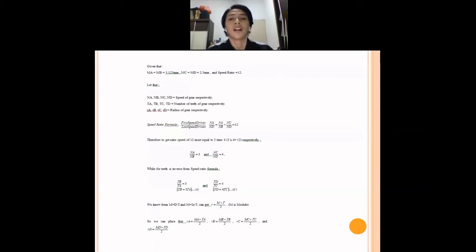Okay, we let the speeds NA, NB, NC, and ND be the speeds of the gears respectively, according to gears A, B, C, and D. Then we let TA, TB, TC, and TD be the number of teeth of the gears respectively. Also, RA, RB, RC, and RD are the radii of the gears respectively. The speed ratio formula is equal to the first speed, the driver, divided by the last speed, the driven, which in this case is NA divided by ND.